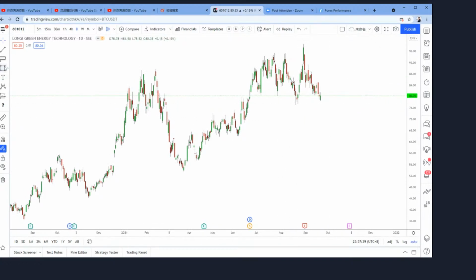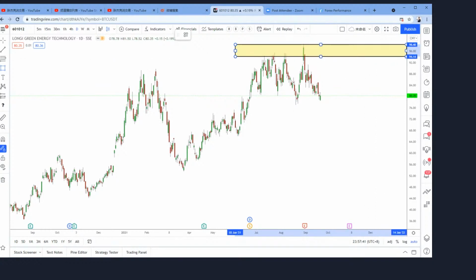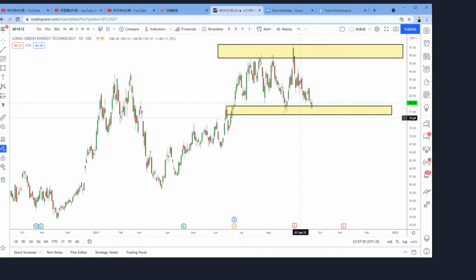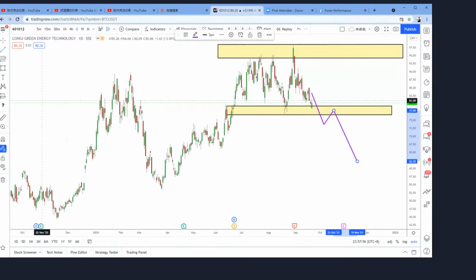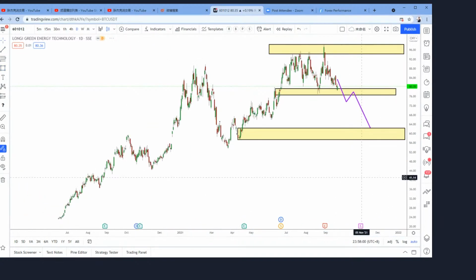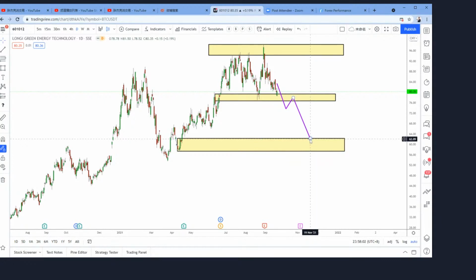This one has strong resistance at 96. It has a potential neckline here. So if it breaks 75, then the trouble comes. It may go back to 60. I believe a very good value investing area will be $62. At 62, I will consider buying. I will never buy here. It may break down.